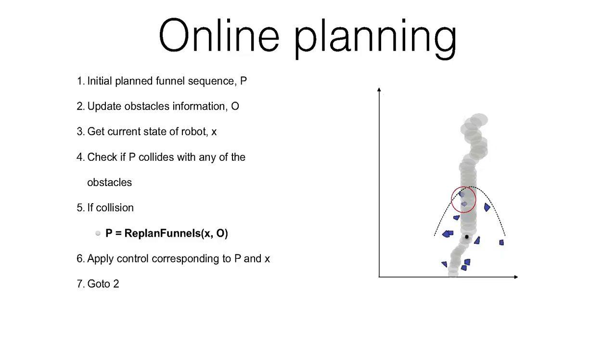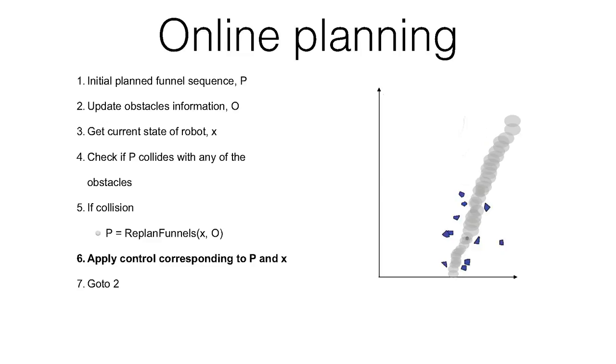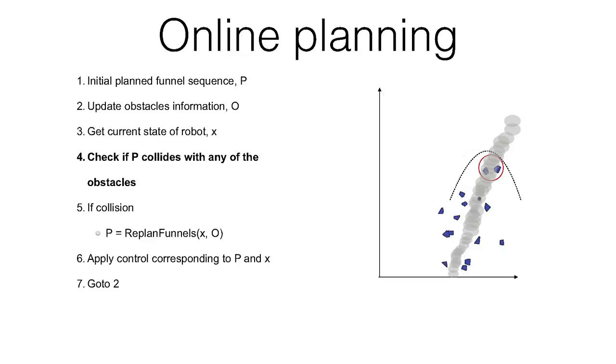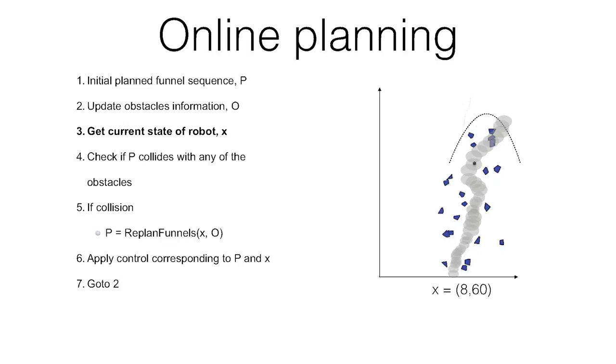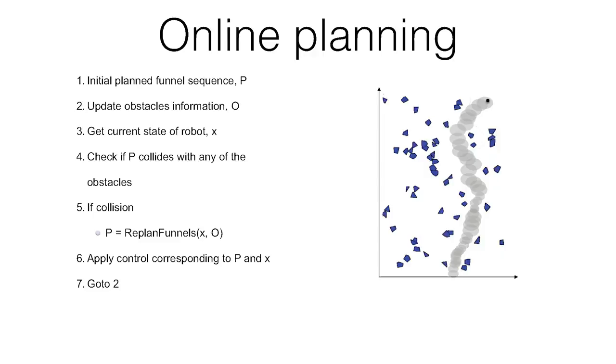So how do you replan? You have this library of funnels, so you go through each of them and find a set of funnels that starts with your current location and does not collide with any of the obstacles. This is one possible new funnel sequence. Then again you apply controls corresponding to that new sequence and do the loop, doing this two or three times more. Get the position, check if it collides, and again it collides, so you replan and get a new path. Apply the control for that funnel and get more information. Again it collides, so you have to replan the path. Okay, so now you reach the goal. So this is how you do online planning using funnel libraries.